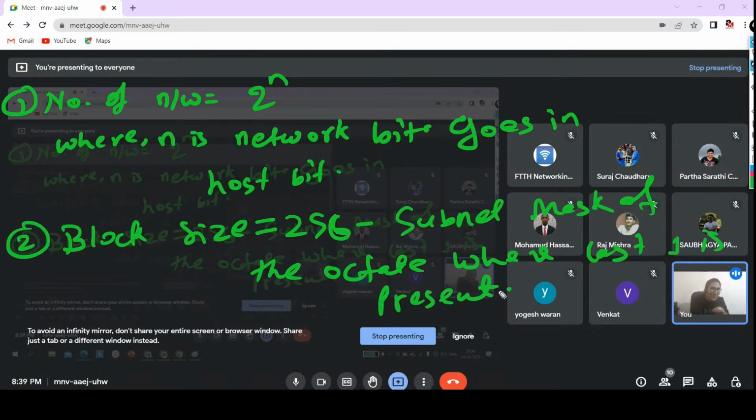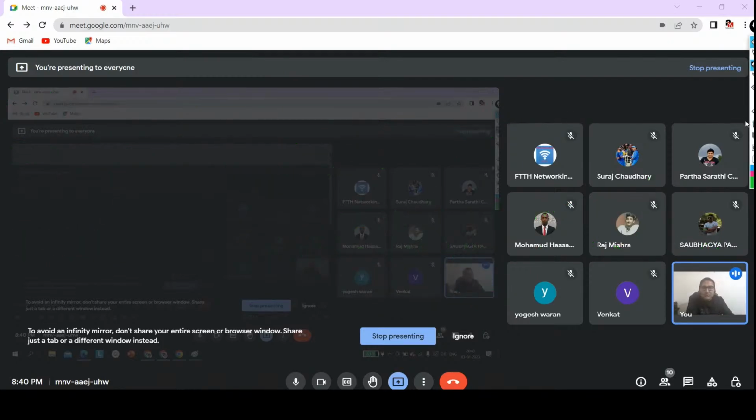Okay, block size is 256 minus the subnet mask of that octet where the last one is present, right? What does that mean? Suppose we don't need IP addresses, just suppose we have an IP with /24. That means there are 24 network bits and 8 host bits. So block size will be what? 256 minus the subnet mask of that octet where the last one is present.